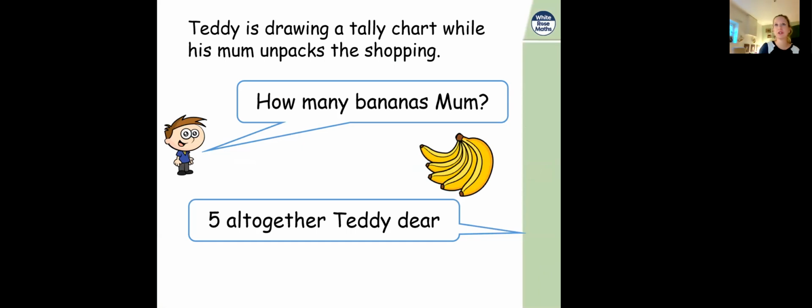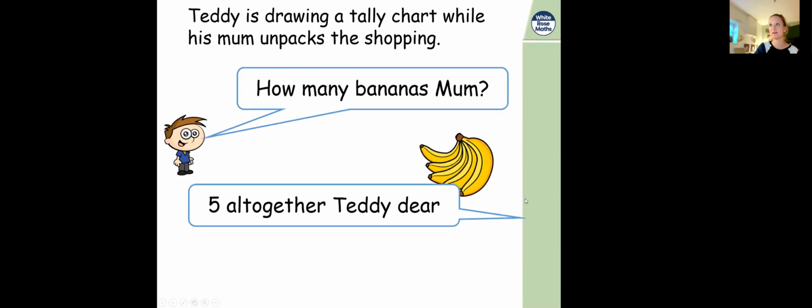Okay, we've got a little boy called Teddy here. Teddy is drawing a tally chart while his mum unpacks the shopping. How many bananas, Mum? That's what Teddy said. That's in the speech bubble. How many bananas, Mum? And the mum replies, 5 altogether, Teddy dear. Can you see the picture there? There's 5 bananas.